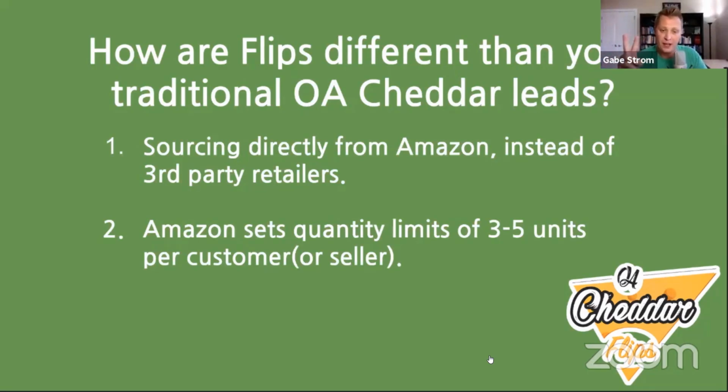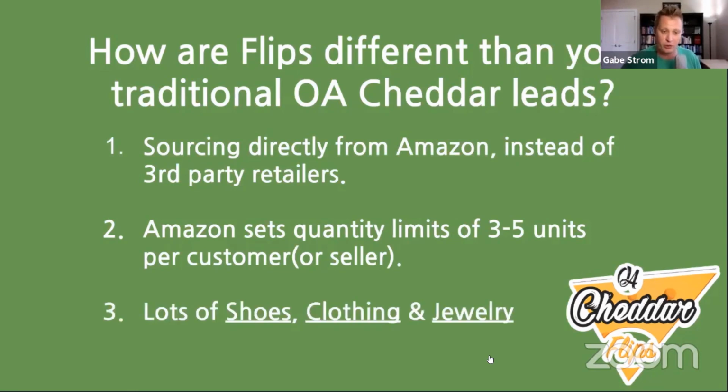Number 2, one of the other ways they're different is that Amazon sets quantity limits. So typically 3 to 5 units, sometimes even less. I've seen 1, 2, 3 units sometimes per customer. So this strategy is a little different in that you're going wide. Okay, you're casting a very wide net. And the benefit to you as a seller is that you're getting access to inventory that a lot of other sellers are not getting access to. We're going to talk more about that.